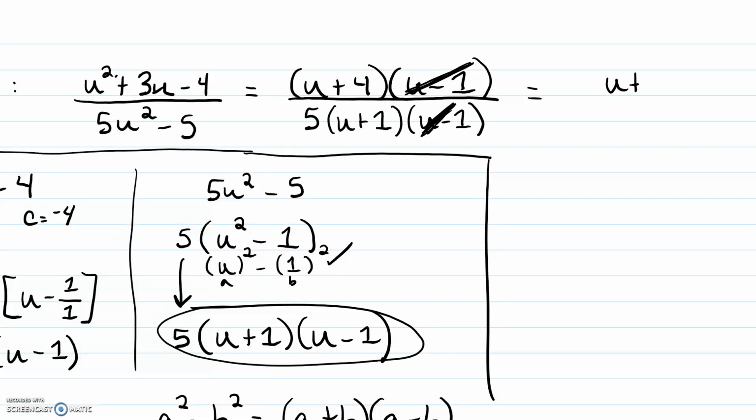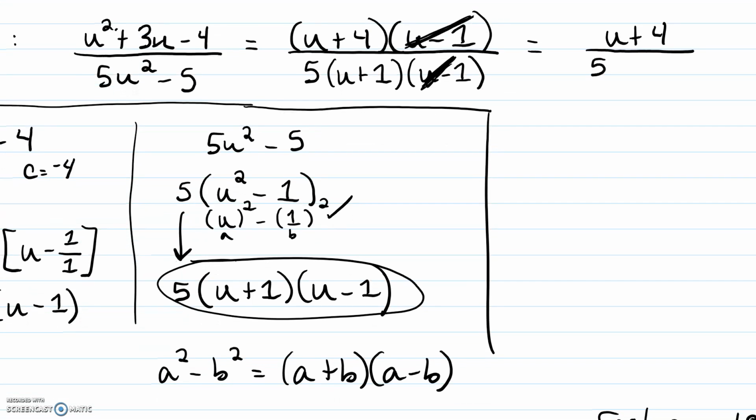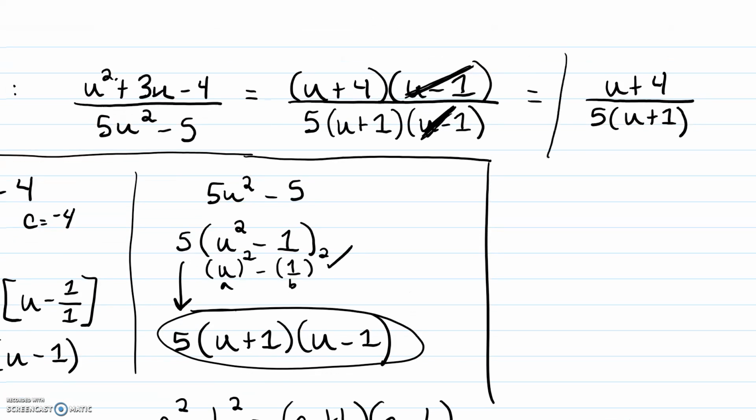So in our numerator, we have u plus 4. In the denominator, we have 5 times u plus 1. We're going to go ahead and just leave it as factors. Don't worry about going through and multiplying your denominator through. And there you go.